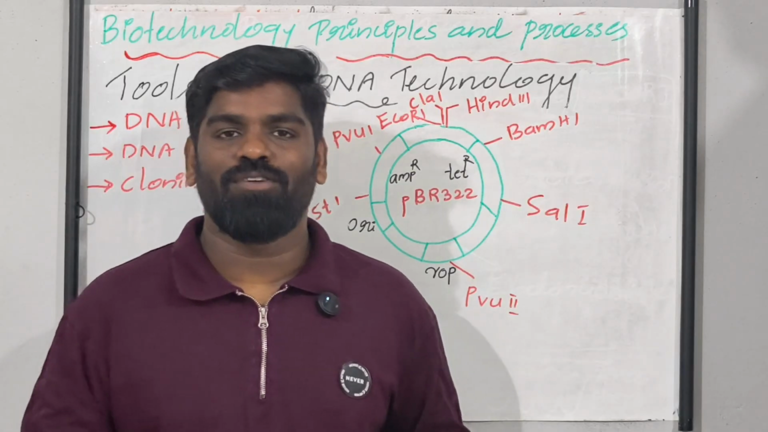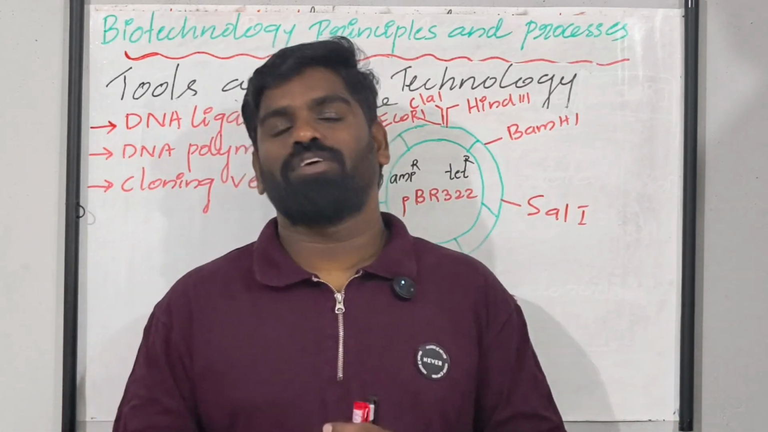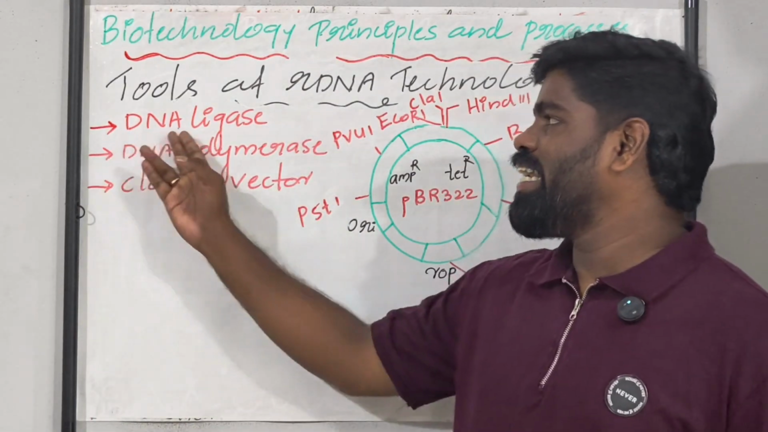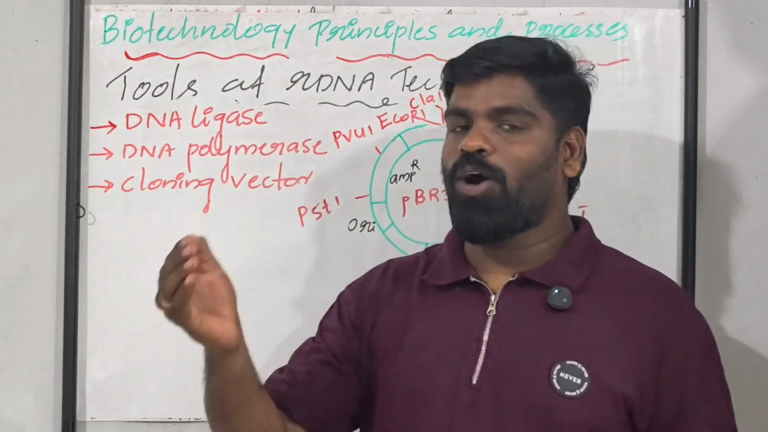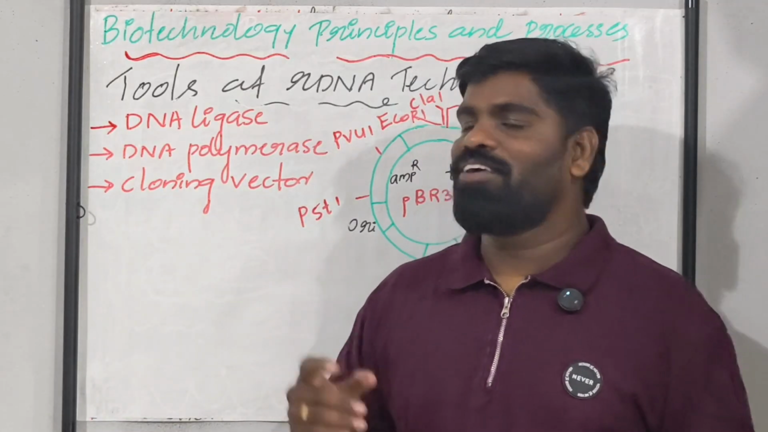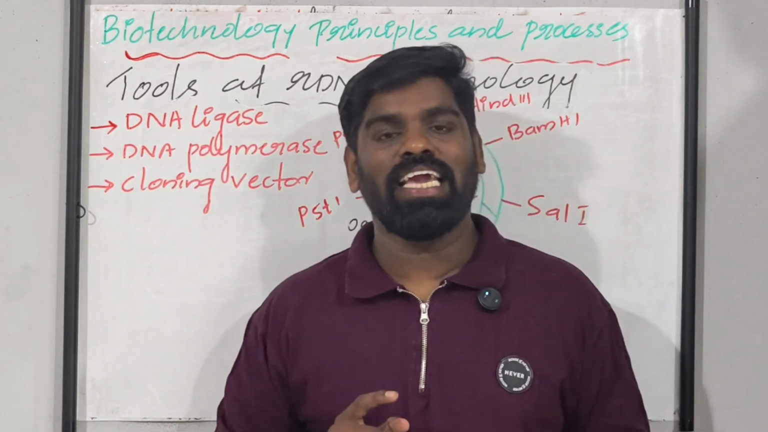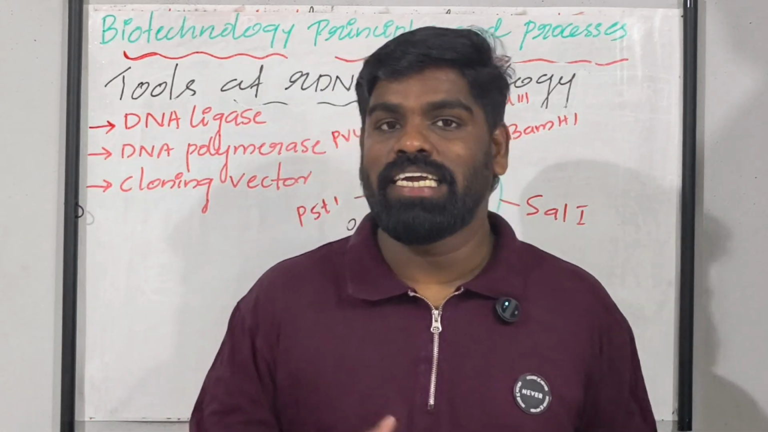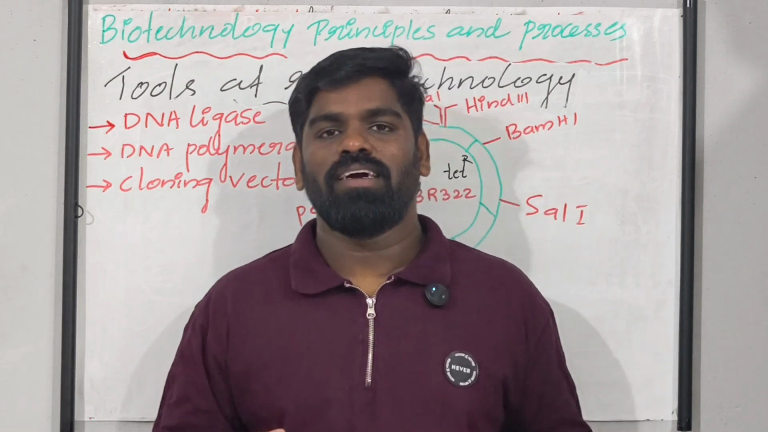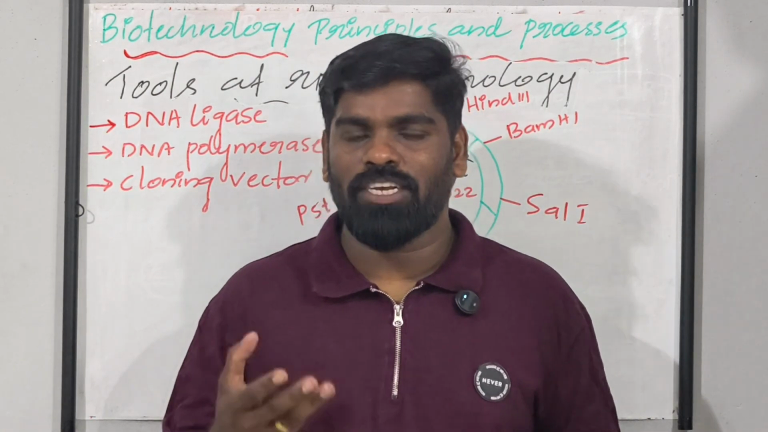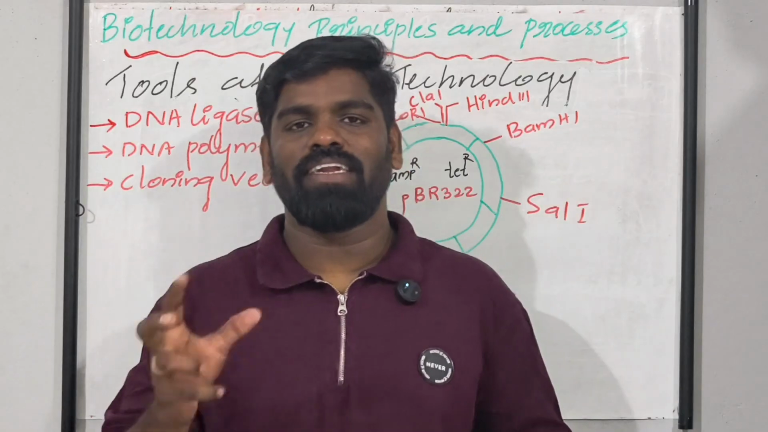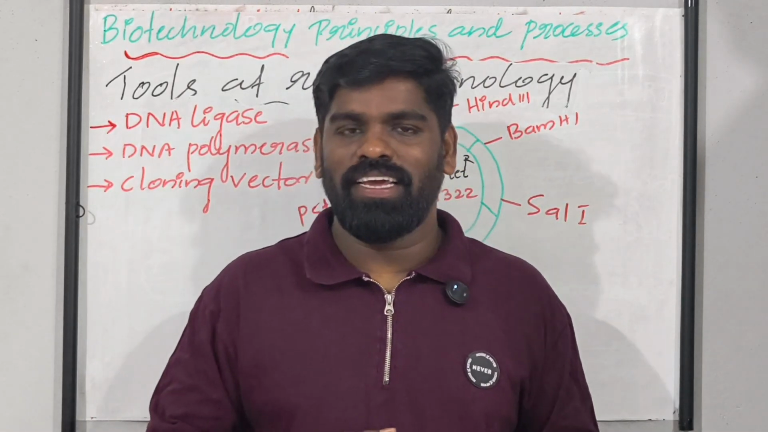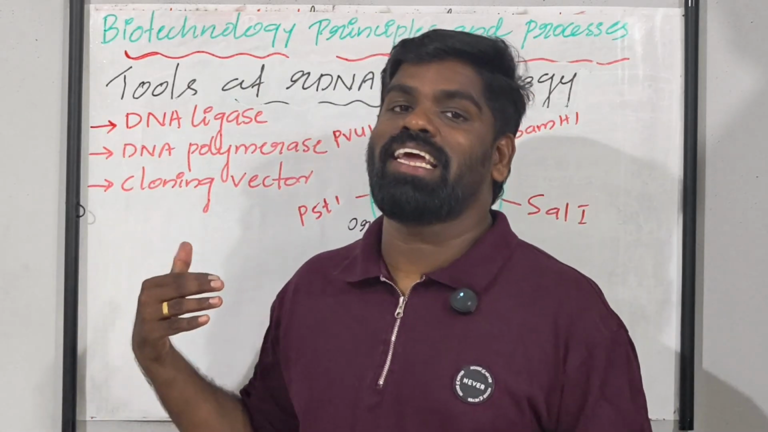Now we are moving on to the next tools of recombinant DNA technology. The tool we are going to discuss is DNA ligases. Along with the restriction endonucleases, we already discussed DNA ligases. DNA ligases are used to join the DNA fragment. I told you that after the action of restriction endonucleases, we will get the fragment. Now the fragment we have to join with the vector DNA. So there we are using DNA ligases.